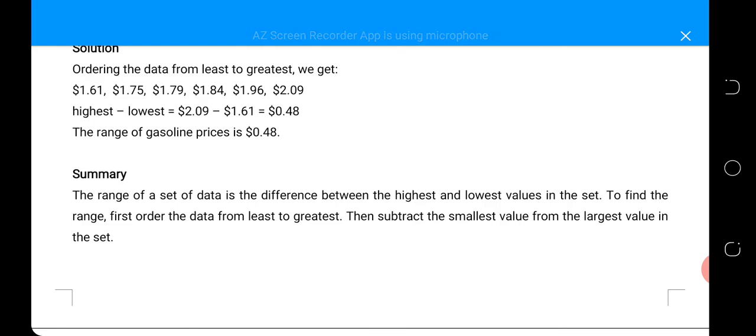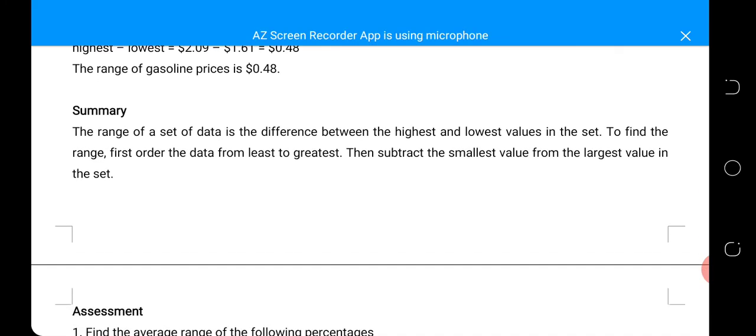Summary. The range of a set of data is the difference between the highest and lowest value in the set. To find the range, first order the data from the least to greatest. Then subtract the smallest value from the largest value in the set.